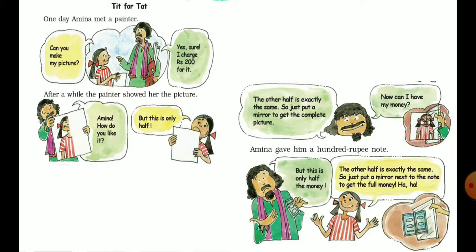She asked the painter. The painter says the other half is exactly the same, so just put a mirror to get a complete picture. Now can I get my money? Then Amina has a trick.